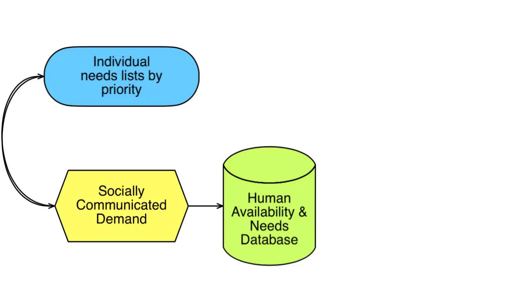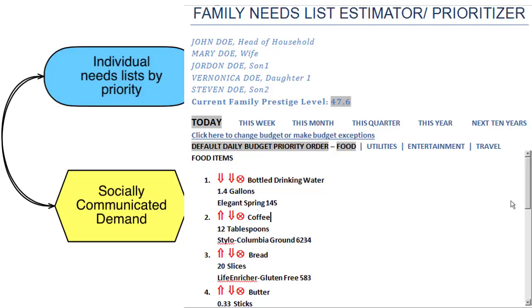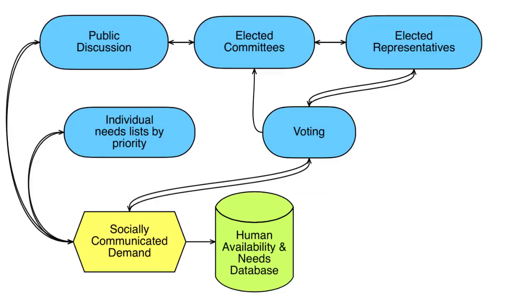Ready? We can start off with the socially communicated demand. That can be divided up into individuals that are going to list what they need on a sheet, and they're going to list it by priority. Each person says what they need onto a social network, and that's all there is to it. There's that, and then there's government type of things where you'd have public discussion, where the social networks are involved in that discussion, elected committees and elected representatives, and basic voting in the standard way you see in democracies.